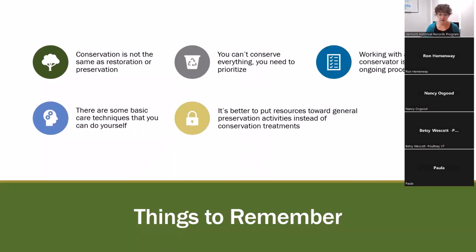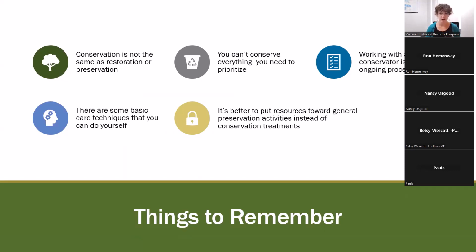So there are important things to remember when you're considering conservation. Remember that conservation is not the same thing as restoration or preservation. It is simply the act of stabilizing materials so that they can survive into the future. Know that you cannot conserve everything because it's very expensive and not everything needs the same level of treatment. You really do have to prioritize which of your materials warrant that level of treatment, that conservation.